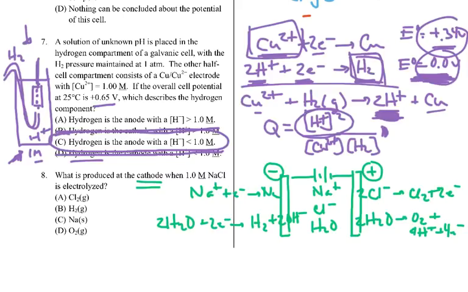Okay, number 8. What is produced at the cathode when 1 molar NaCl is electrolyzed? Well, this looks like a really simple little question, but it actually is lots of thinking, okay, that you hopefully have gone through a lot so you can do it quickly. So if I have a solution of sodium chloride, that means I'm going to have sodium ions, I got chloride ions, and I have water.